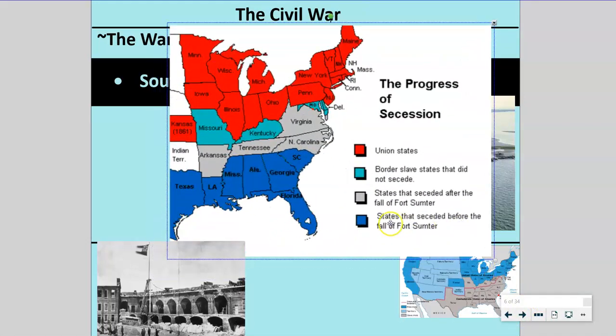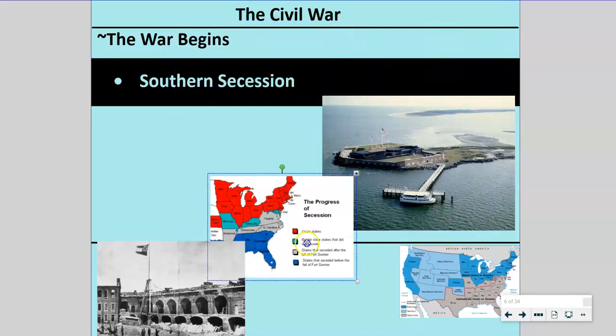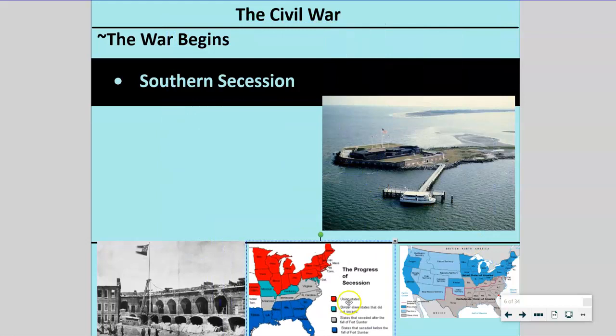Right? So there are these 2 waves. The blue states go before the fall of Fort Sumter. The gray states will come in after. The Union states are in the red. They stay loyal the whole time. And then the blue states are border states that never go. We'll come back and take a look at that again in a second as well.